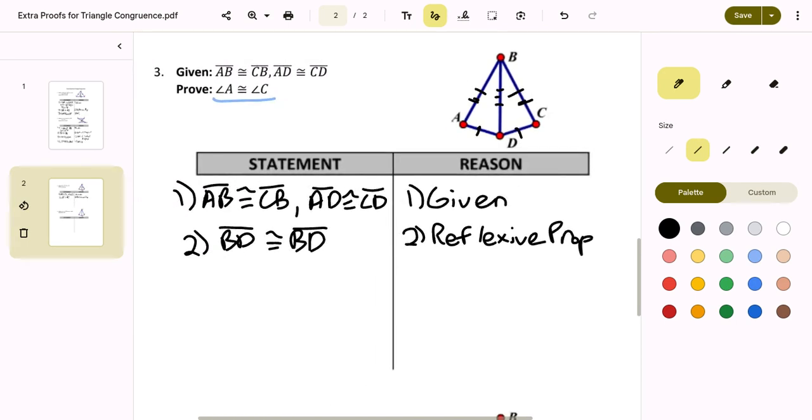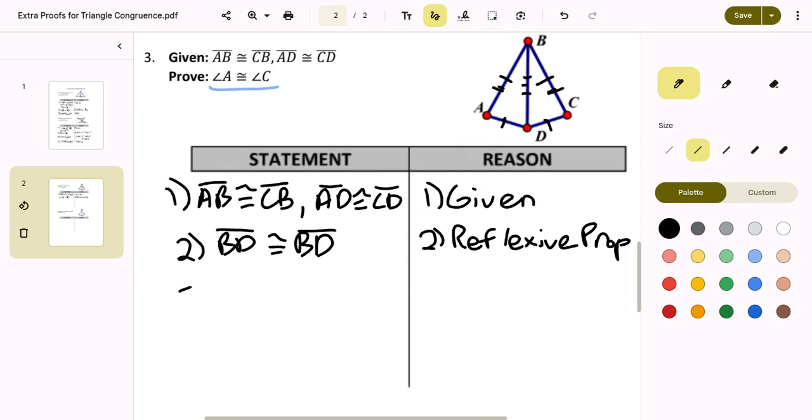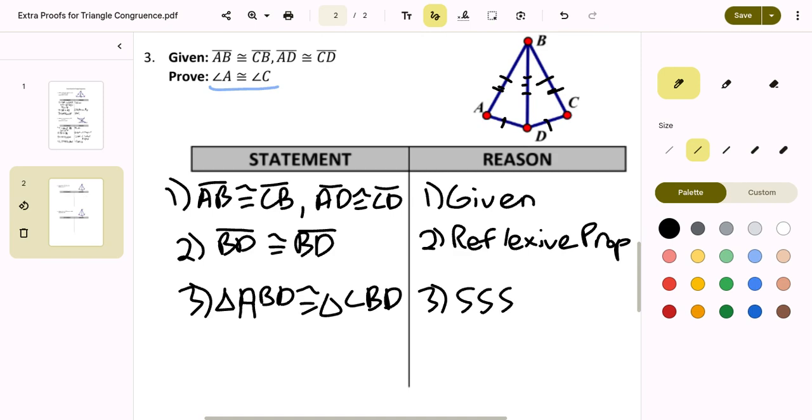Now, if we look at our picture, we have those three pairs of sides. So we can now go and say that those two triangles on either side are congruent. So ABD is congruent to triangle CBD. And it was three pairs of sides, so that's going to be because of side, side, side. And this is where most of our proofs will end.